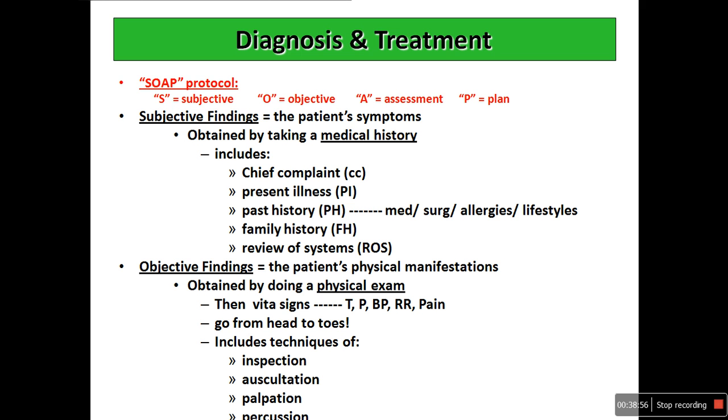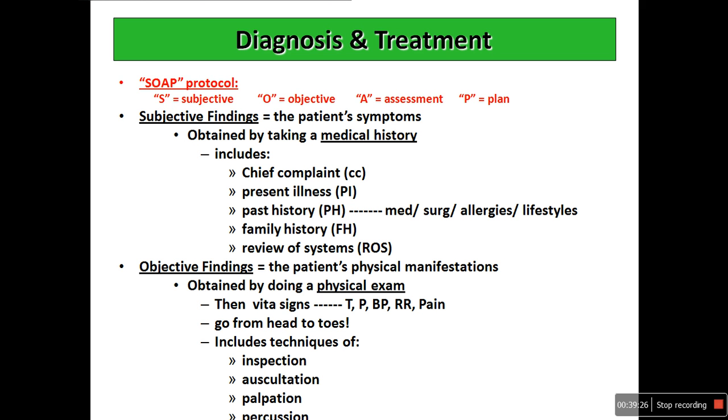SOAP. S means subjective. What is subjective? The symptoms experienced by the patient. Objective findings are made by health providers, for example a physical exam, which is for diagnosis. Then assessment and plan.